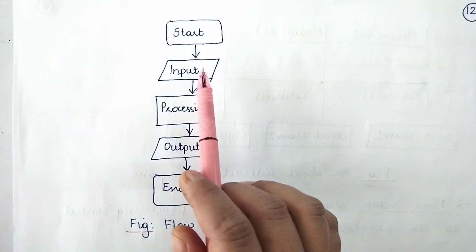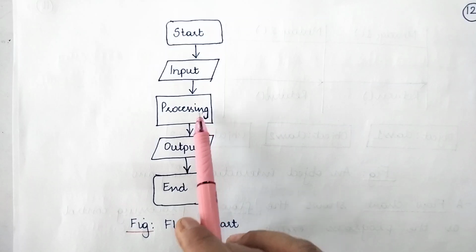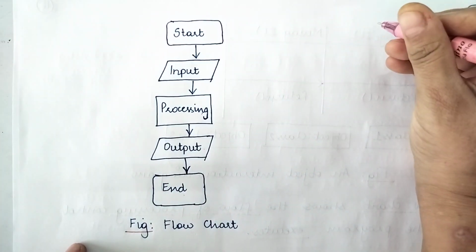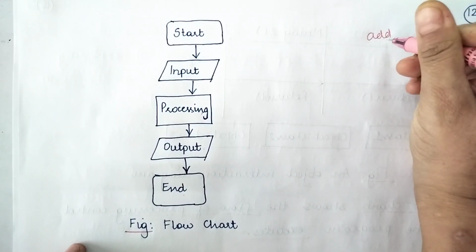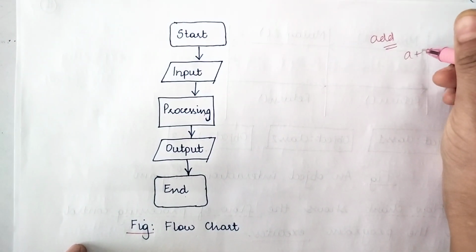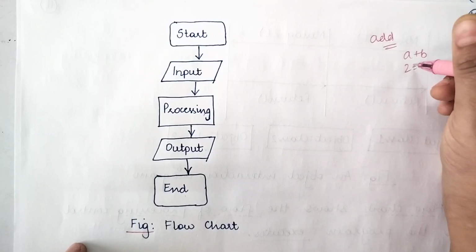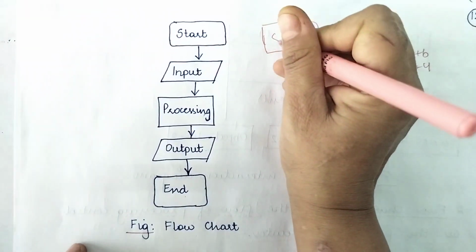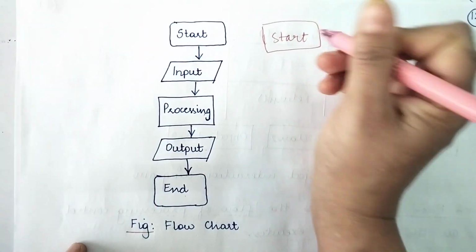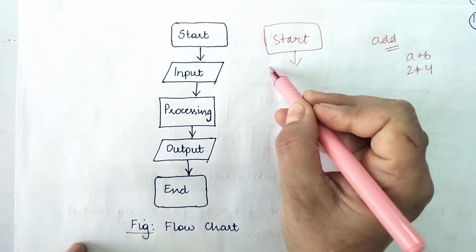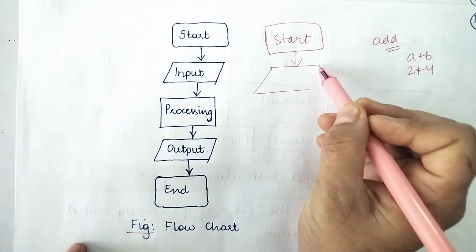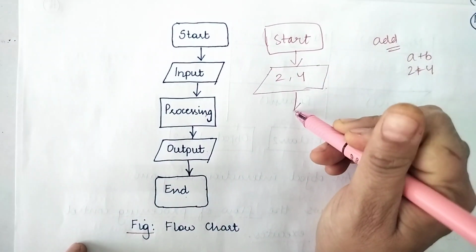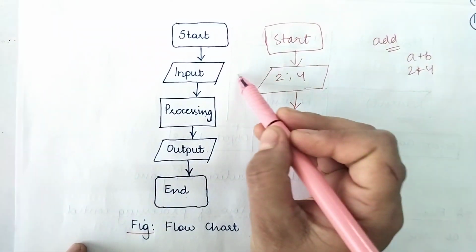You start, then you give the inputs, then you do the processing of those inputs, then the output is given, and then you end. For example, if you want to add 2 numbers A and B whose values are 2 and 4 respectively, and you want to depict this through a flow chart, you will always start with the start tag. After that, you need to input the values which have to be added. Those values would be 2 and 4, right. These are the 2 values that have to be added, so they are the input here.